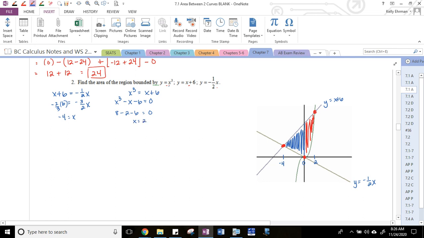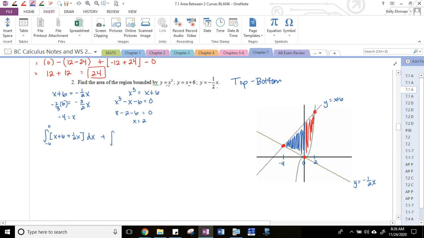So I have my bounds, my limits of integration. Now I just need to set up the integrals. And remember, we're thinking top minus bottom. Top minus bottom changes depending on where you are in the graph, which is why the graph is important. So this blue area is the integral from negative 4 to 0 of top minus bottom. x plus 6 is on top, minus negative 1/2 x, so I'm just going to say plus 1/2 x, dx.